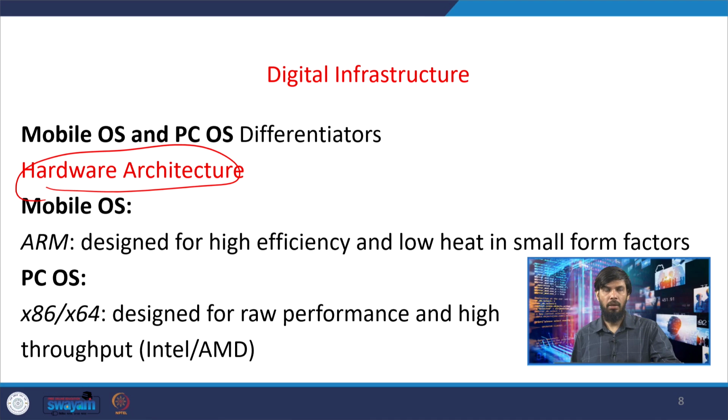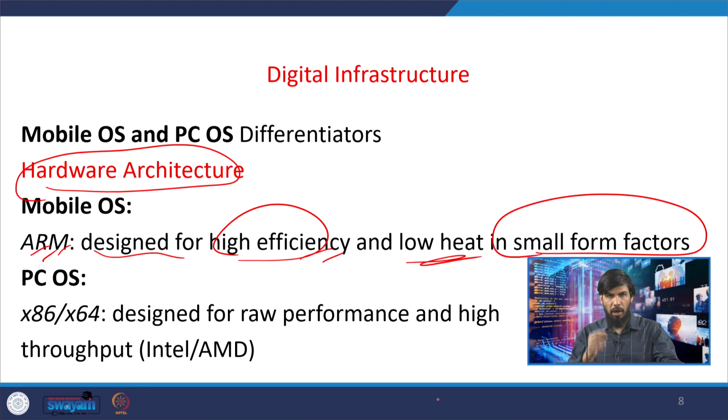Now coming to the next differentiator, that is hardware architecture. If we look at mobile operating systems, typically smartphones have ARM processors, ARM architecture. So mobile operating systems, Android and iPhone, are optimized for or support the ARM architecture or an equivalent architecture, right. ARM is designed for high efficiency and low heat in a small form factor. Handheld smartphones are, in a way, the smallest form factors there are, and therefore low heat and high efficiency, that kind of design and processing, is needed. So ARM architecture is designed for that, and mobile OS are compliant with that kind of architecture, right.